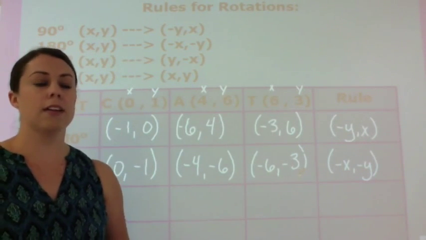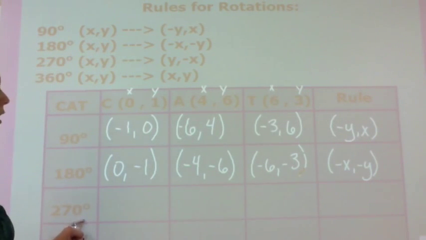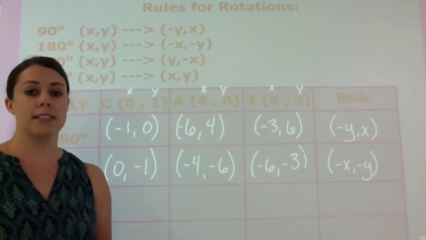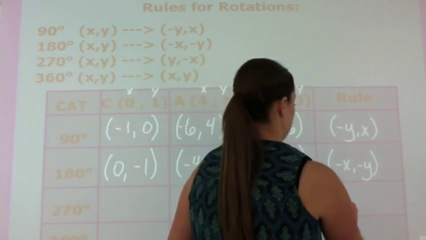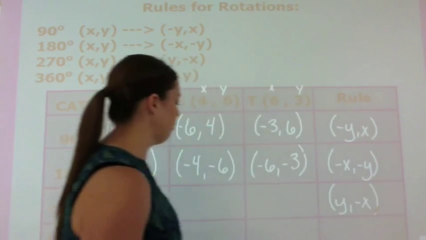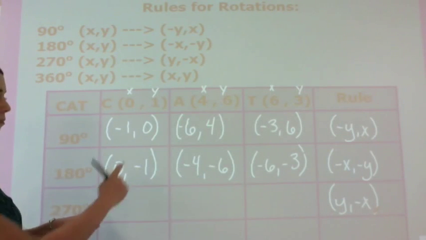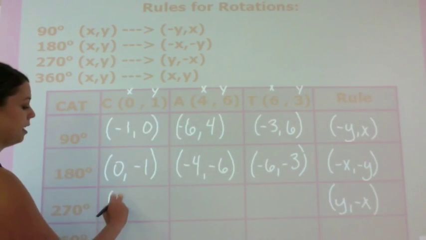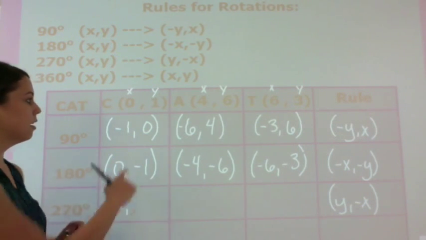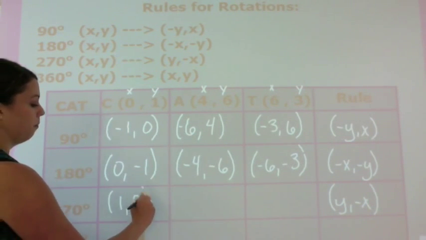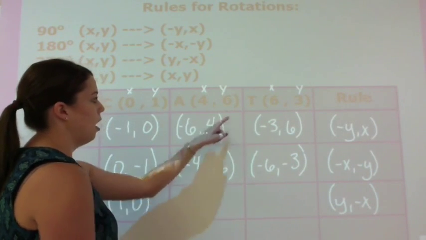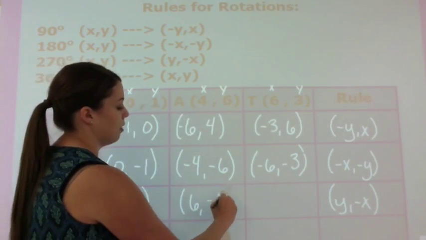Okay, and then the next one is 270. The rule for a 270-degree rotation is y stays the same, comma, negative x, or the opposite of x. So when I look at C, my y is going to stay the same. It's going to stay 1. Then I want to take the opposite of x. Opposite of 0 is 0. This one, y stays the same, 6. Opposite of x, negative 4.